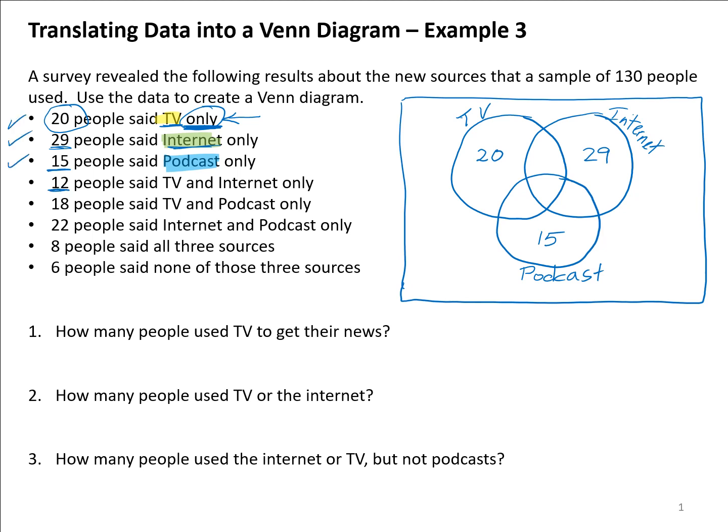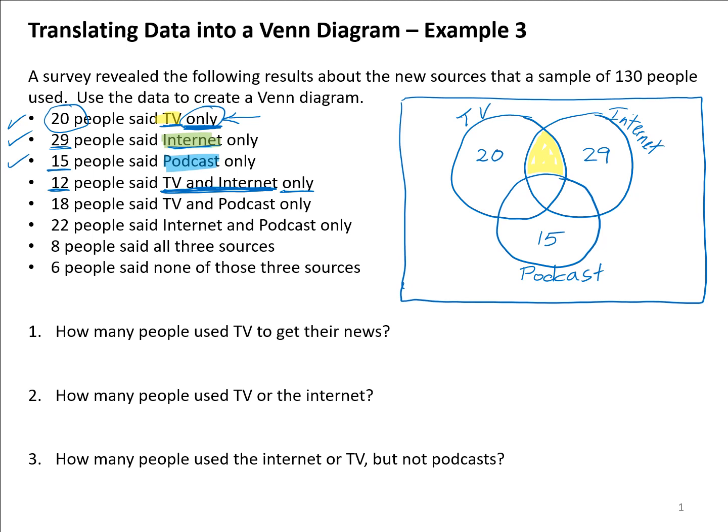Then 12 people said TV and internet only. Now this time we're only looking for the overlap where we have TV and internet. It says only there, so not the overlap with podcast. So TV and internet only would be where we have TV overlapping with the internet, but we do not want to include the overlap with podcast. So I'm excluding that region that I put an X in.